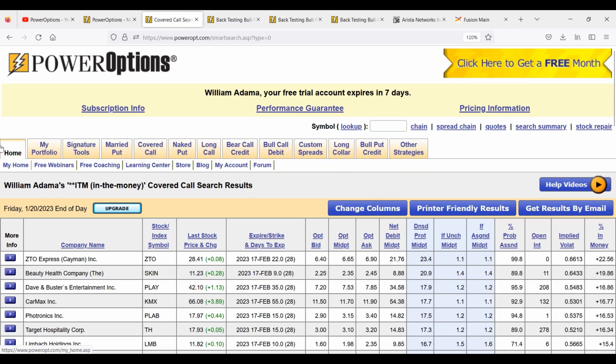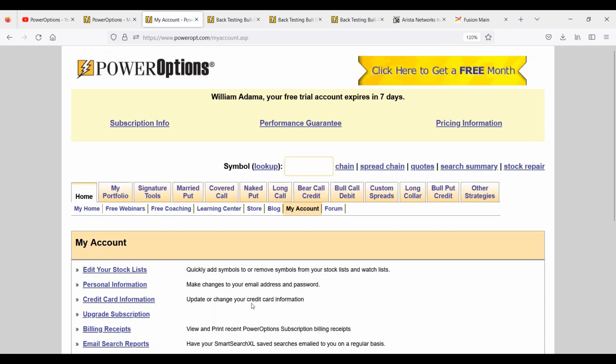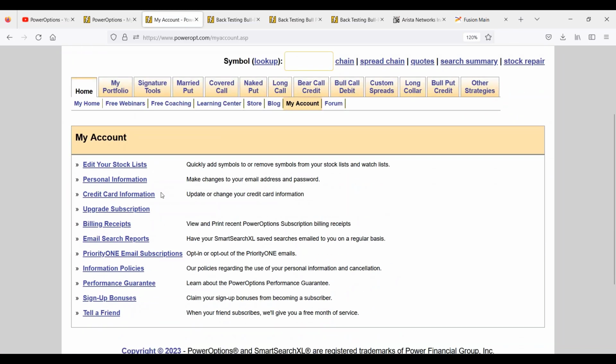Of course, you can also do it through your account. If I just go to my account, there's a link there to upgrade subscription as well as upgrade credit card or personal information. Apologize for the cough there, folks. Okay, so any of those ways to do it.